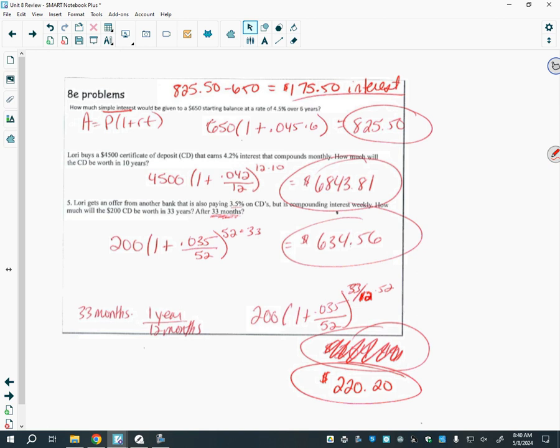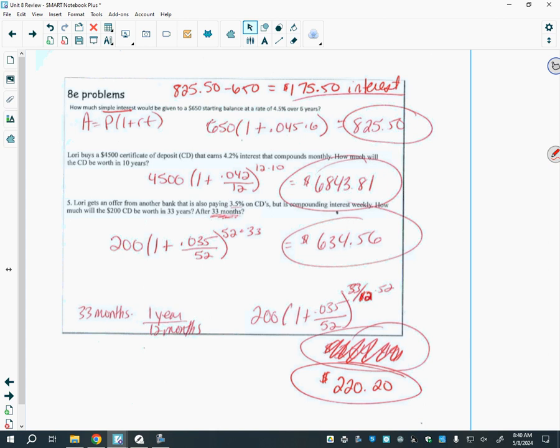And I circled this as my answer, but it's really not the right answer because it says how much simple interest would be given. Well, I just found after 6 years, this is how much money I would have. But the question says how much simple interest, which means I really should take how much I started with from how much I ended with, which means you would have $175.50 worth of interest.